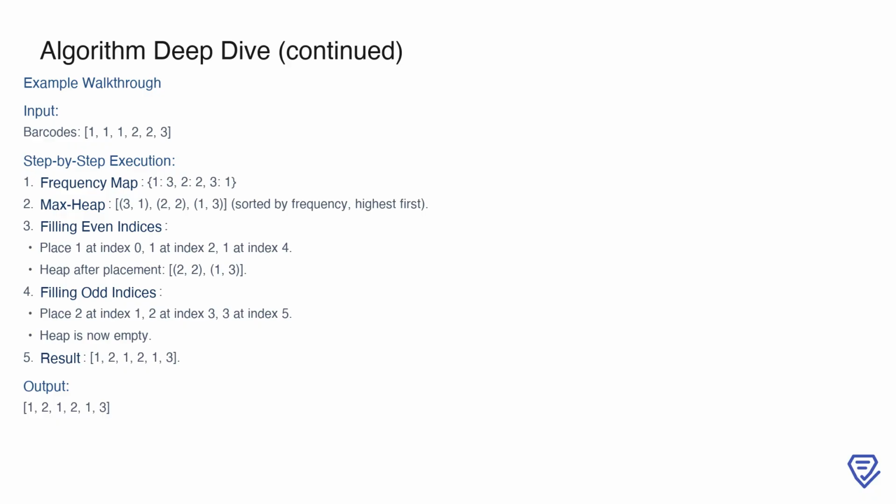We begin by filling the even indices. Barcode 1 is placed at indices 0, 2, and 4. After each placement, we decrease its frequency, and once it reaches 0, it is removed from the heap.